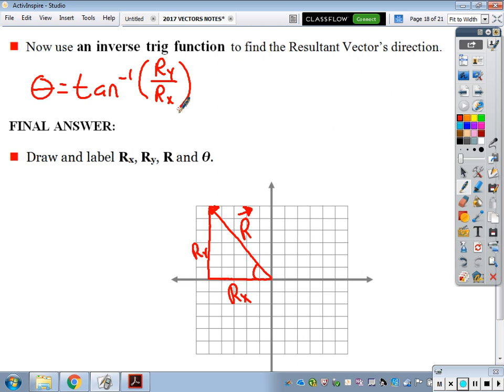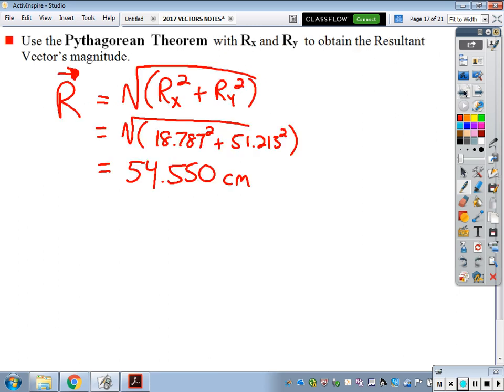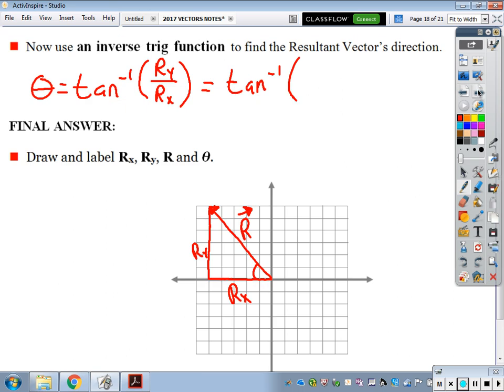So inverse tangent of the ratio Ry over Rx. Now we can do our plug and chug: inverse tangent of Ry, which I forget, that was the 51.213, over the 18.787. And again, we are only going to use the value, not the negative with this, because we kind of chatted a little bit about this in your lab. A negative angle doesn't make sense.